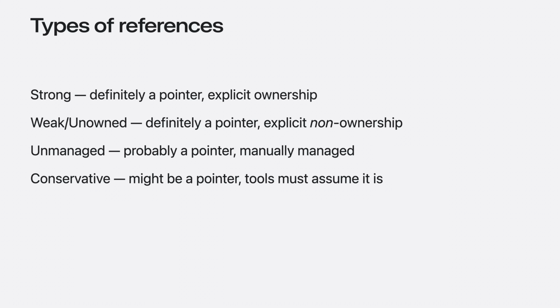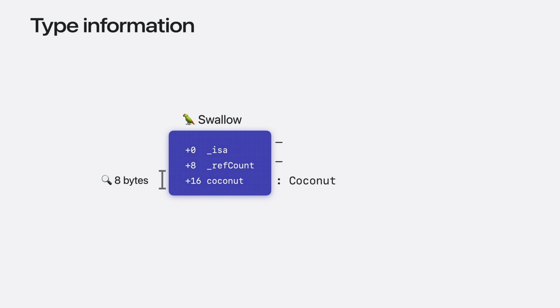If the value looks like a pointer, maybe it is, but without type information, there's really no way to be sure. When the tools scan your process's heap, they use the best type information available for each allocation. For this Swift swallow example, the first 2 fields are standard and don't contain anything important for reference scanning. After that, we have a coconut reference to scan. This field does hold a pointer to a heap allocation. It's a strong reference to a coconut object.